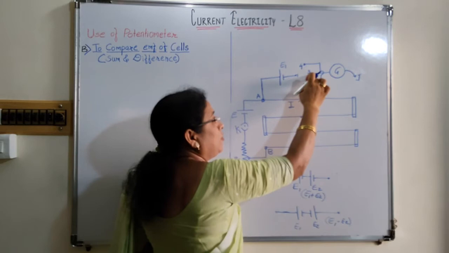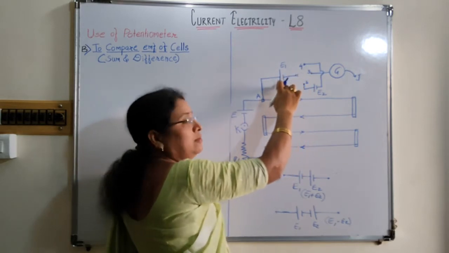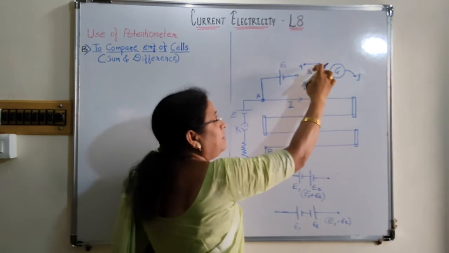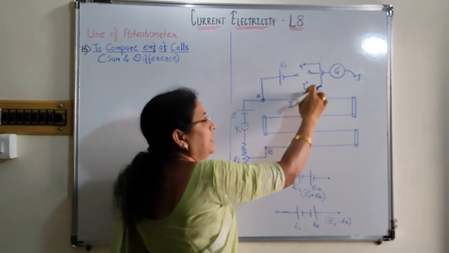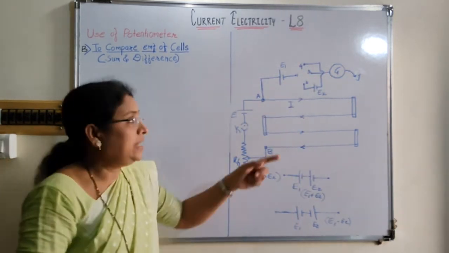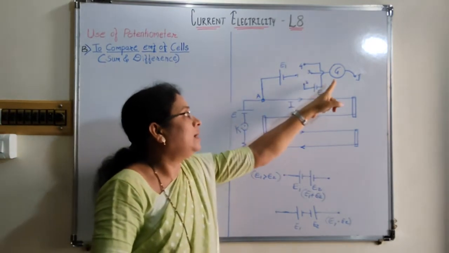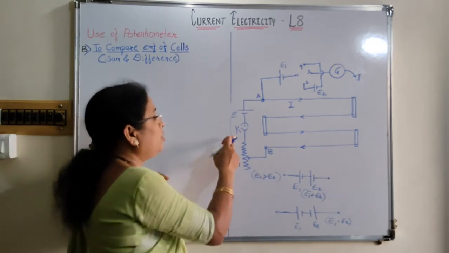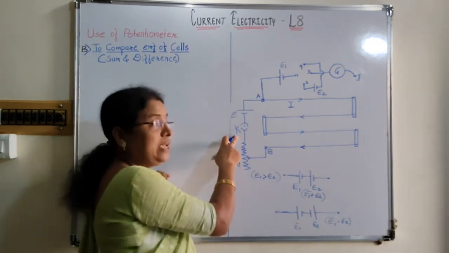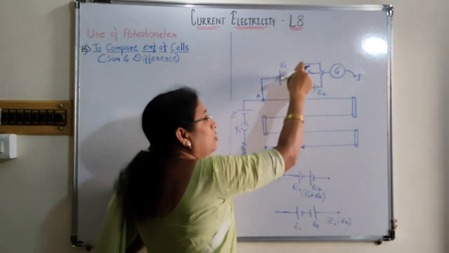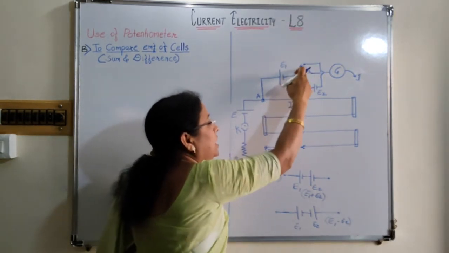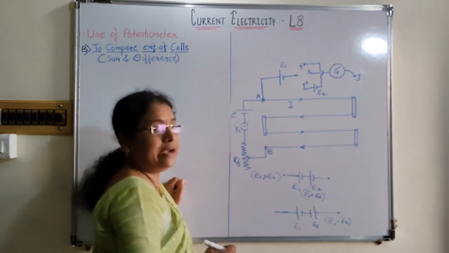And the first point is connected to the negative terminal of the first cell. The third point is connected to the galvanometer. The fourth and second points are connected to the cell E2, positive and negative. And the other terminal of the galvanometer is connected to the jockey. Now here, close the key K and rotate this four-way key in such a way that your points 1 and 3 are connected to each other.